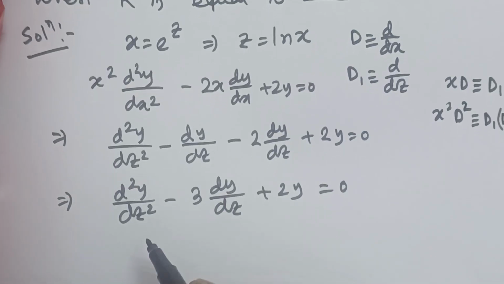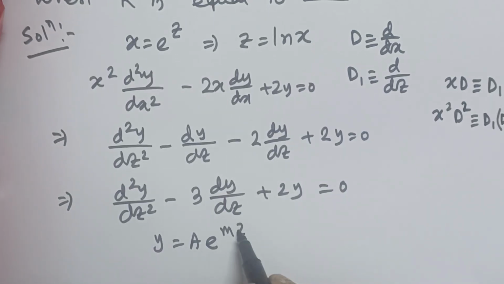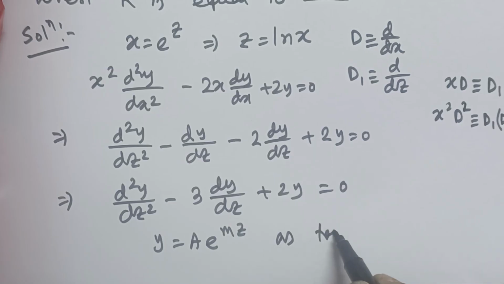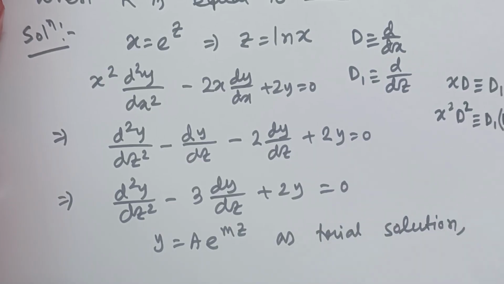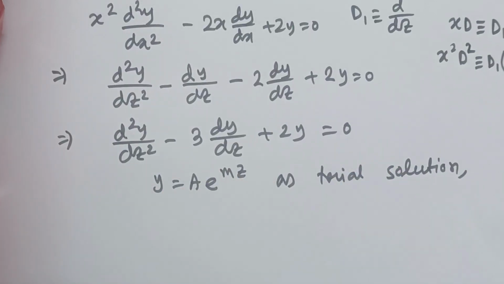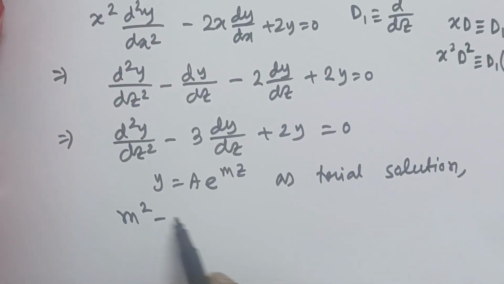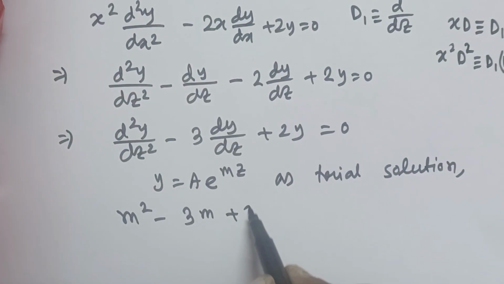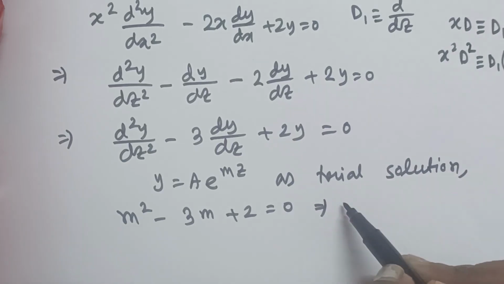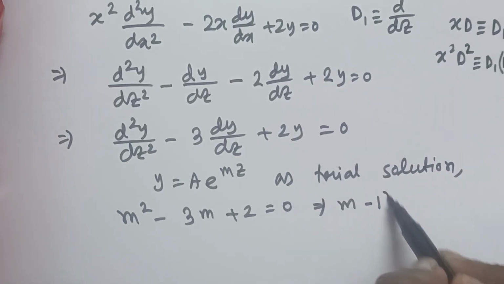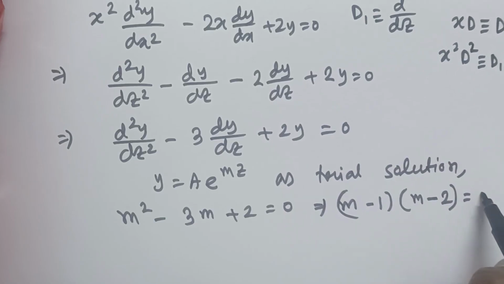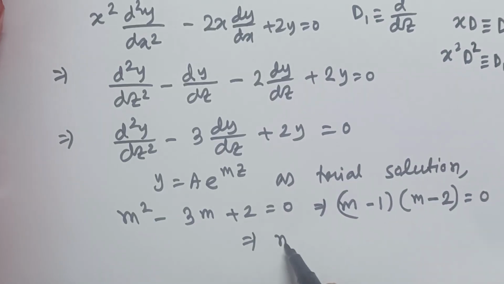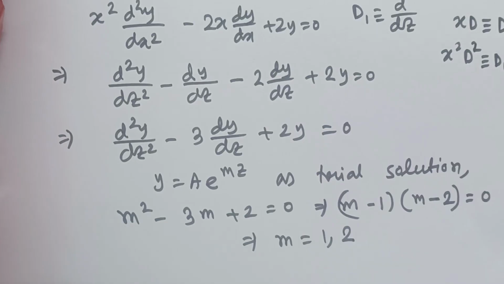Now if we take y equal to A e to the power mz as the trial solution, then from the above equation we have m square minus 3m plus 2 equal to 0. And if we solve this, then we will have (m minus 1)(m minus 2) equal to 0. That is, the value of m will be 1 and 2.